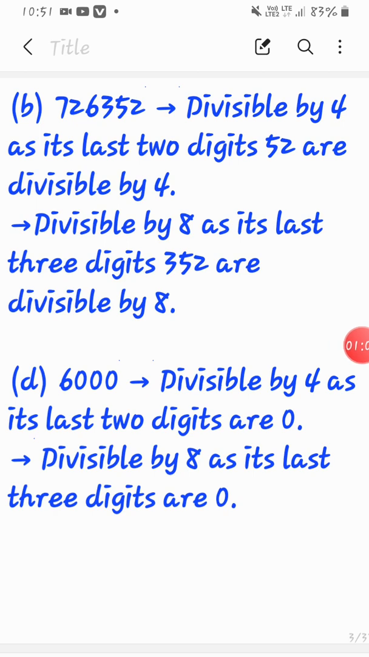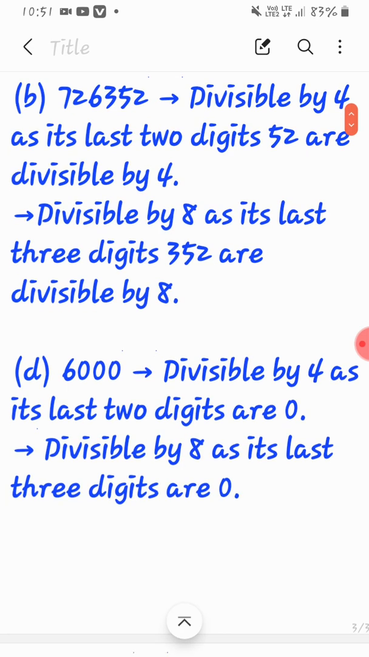Then B is given: 7,26,352. In the same way, we have to focus on the last two digits for divisibility by 4 and the last three digits for divisibility by 8. So 7,26,352 is divisible by 4 because the last two digits, 52, are directly divisible by 4. There is no remainder. And it is also divisible by 8 because the last three digits, 352, are also directly divisible by 8. There is no remainder.